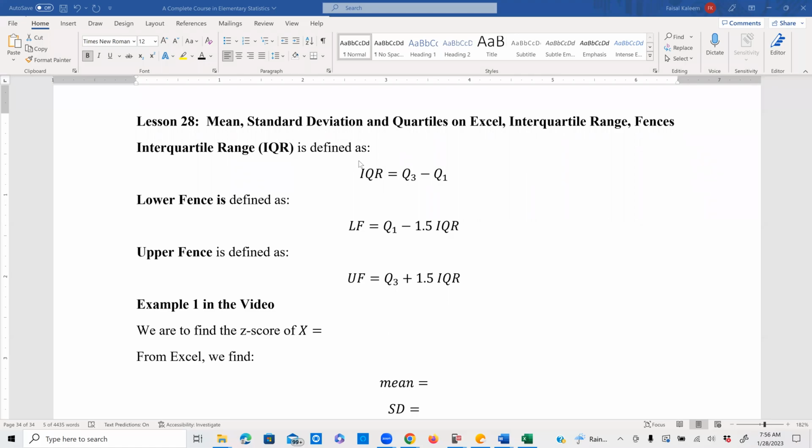Interquartile range is defined as the difference between the third quartile and the first quartile. So IQR equals Q3 minus Q1. Lower fence is defined as Q1 minus 1.5 IQR. Upper fence is defined as Q3 plus 1.5 IQR. Now, let's do an example.